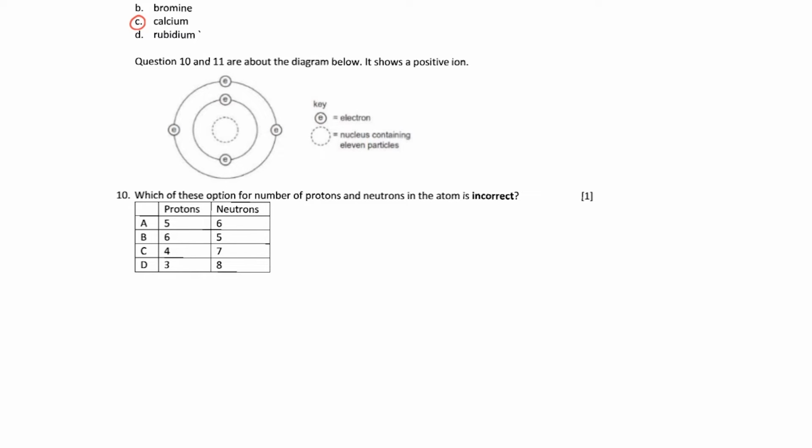Next question, which of these options for number of protons and neutrons in the atom is incorrect? Now, what are we looking at? We are looking at a positive ion. Positive ion means that the number of protons is more and the number of electrons is less. And right now, we can see that it has 5 electrons. So we are looking for something with more protons than this one. So that is only the option B. So there you go. That's our answer. We don't need to look at the neutrons because that's not relevant.